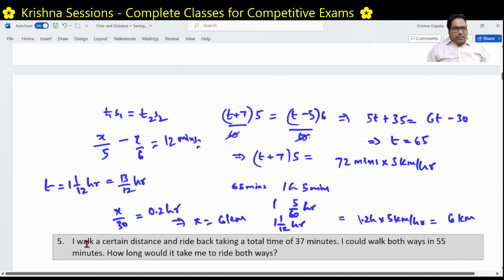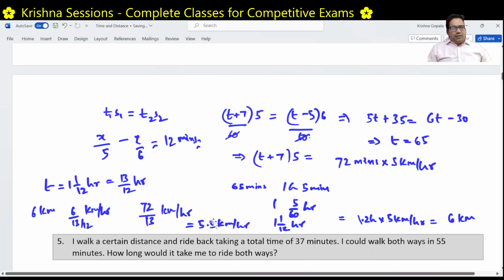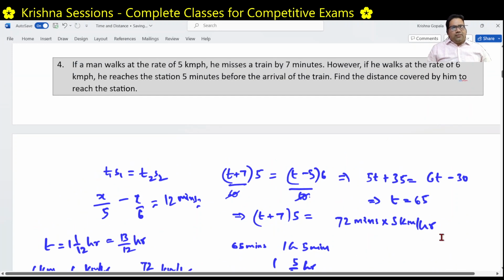So 13 by 12 hours he is taking, and the distance is 6 kilometers. So 6 divided by 13 by 12 is the speed, right? That is 72 by 13, which is roughly 5.5 kilometers per hour. So if he's traveling at roughly 5.5 kilometers per hour, he will reach in 65 minutes, the time when the train also reaches.